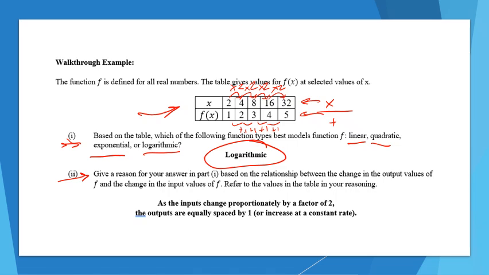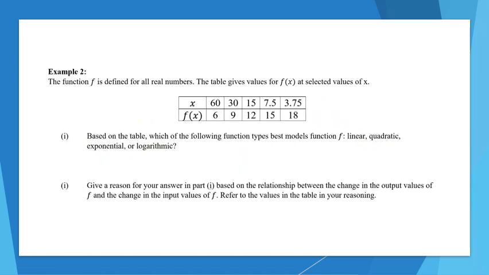And then for our reasoning, you can say, as the input values change proportionately by a factor of 2, the output values are equally spaced. You don't have to even say the by 1 part, but you can. Make sure it's correct if you do. Or increase at a constant rate. Either one of those would be fine, but that would be a perfect answer to give for your explanation. So try example 2 on your own if you haven't done this yet. And so let's take a look. Let's work through this together now.